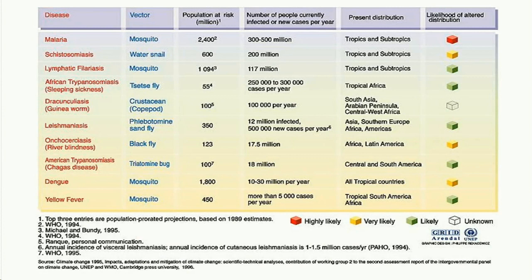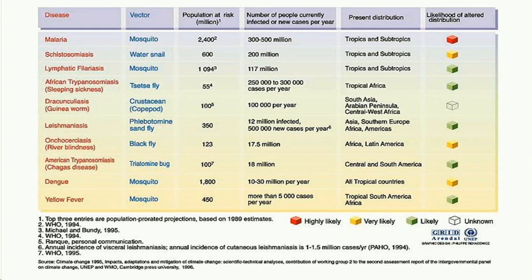These are some of the diseases for which we have studies. The vector-borne diseases, you can see malaria. The likelihood of altered distribution is highest for malaria, and number of people that are currently at risk is 2.5 billion people, 1/3 of the population of the planet.